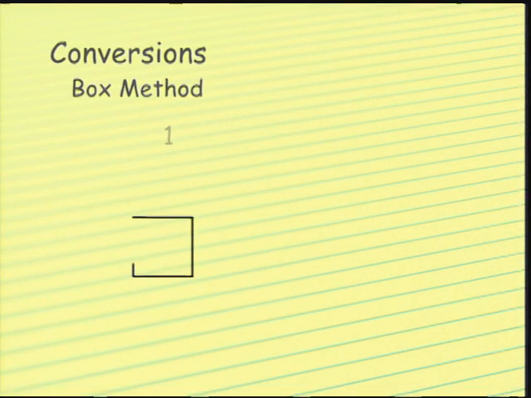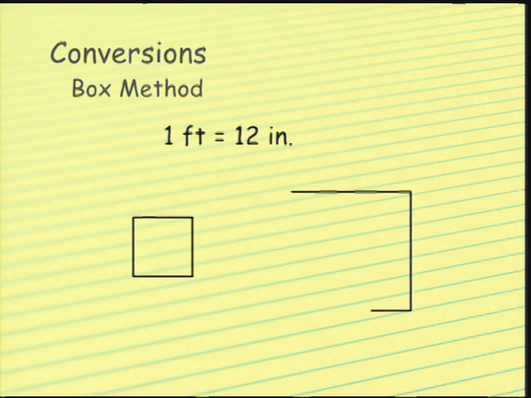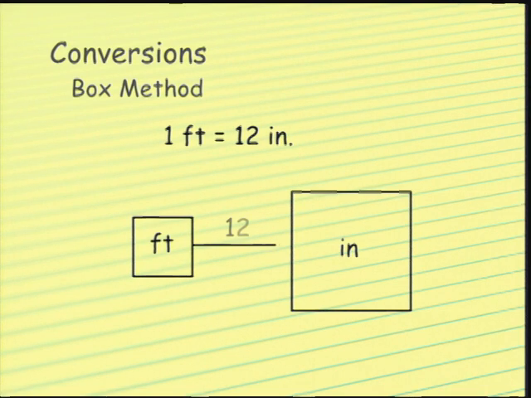To use the box method, place the unit that corresponds to 1 in the smaller box and the remaining units in the larger box. The conversion number is placed on the line between the two boxes. Determine whether it's appropriate to multiply or divide based on the size of the boxes. Moving from a smaller box to a larger suggests multiplication.